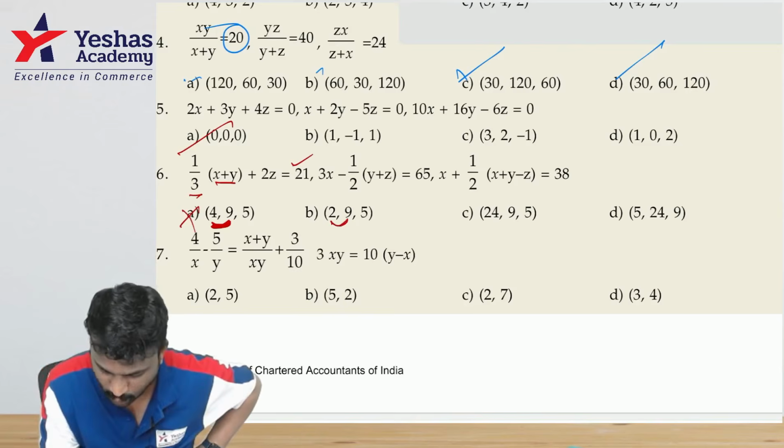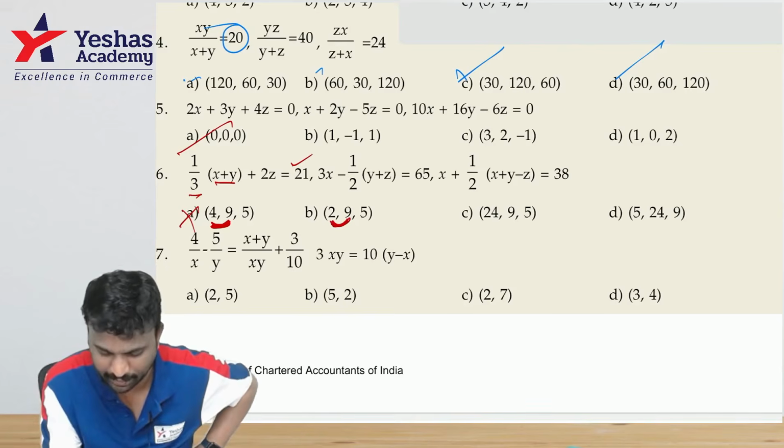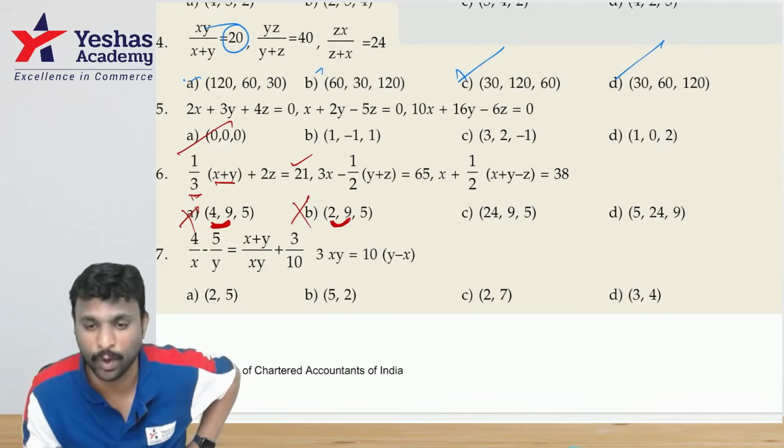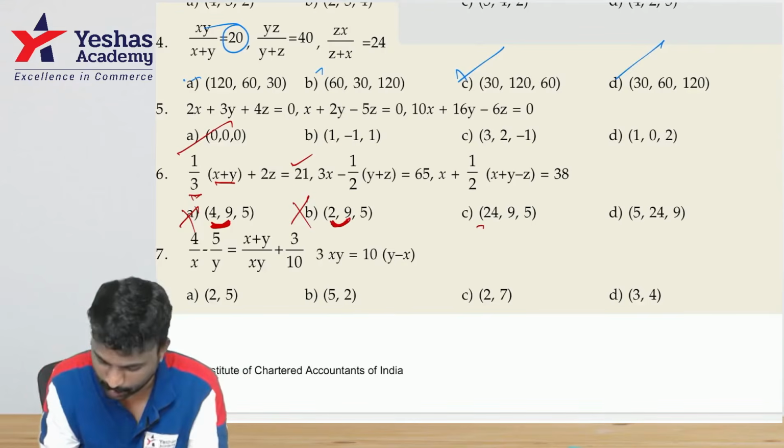Guys, if I hit option B, 2 plus 9 is 11. 11 by 3, again a decimal value. So it fails because the result should be a whole number. Yes or no? How about option C?